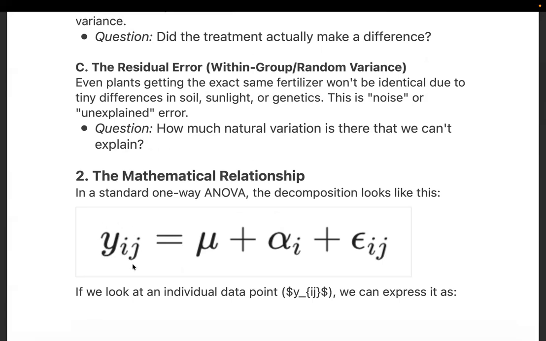So if you see, the individual plant's height is mu, the baseline mean, this much, plus the contribution coming from the fertilizer, in this case, or treatment, and this error, the variation coming from the error. So now decomposition went there, right?